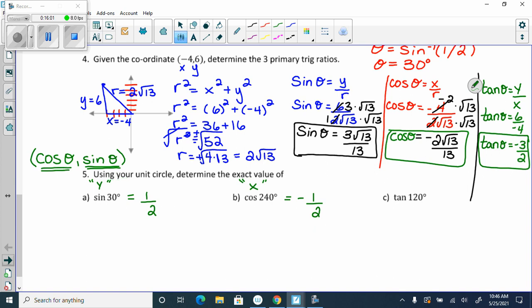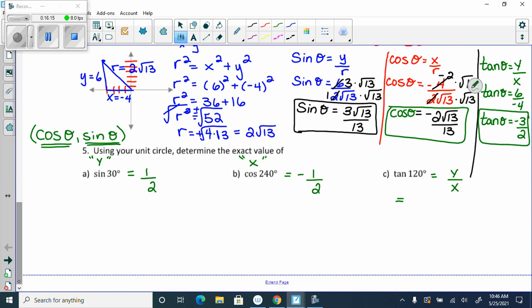Then tan of 120 is a little harder. What we have to do is, at 120, we have to do y divided by x. So at 120, what is my y? I believe it's √3/2, divided by what's my x? Negative 1/2.